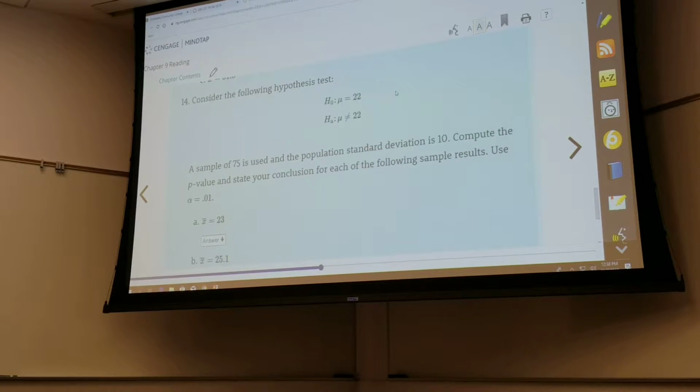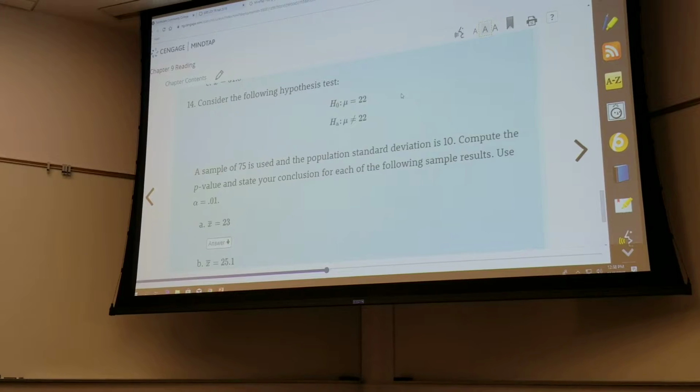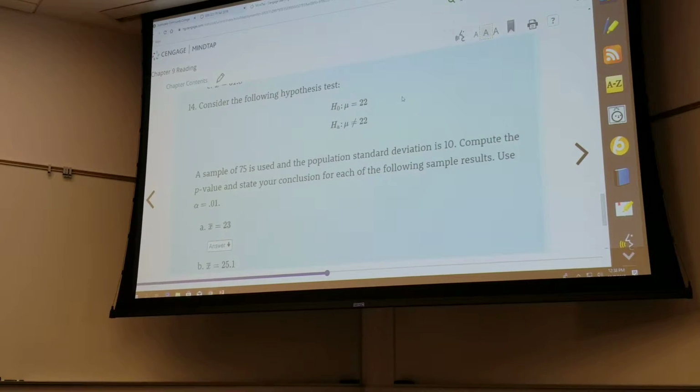A sample of 75 is used. The population standard deviation is 10. Compute the p-value and critical values, and state your conclusion for each of the following. Use alpha equals 0.01. I want you to do all 7 steps. So you're going to do it for A, X bar is 23, and if you have time, B is 25.1. So 7 steps. It'll be longer.